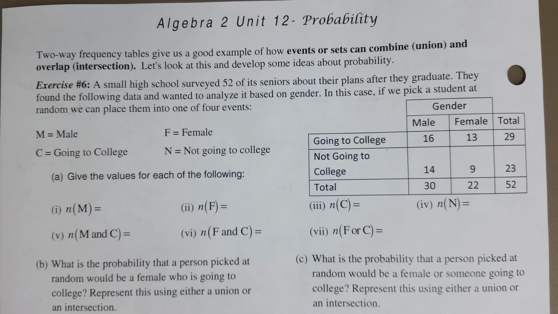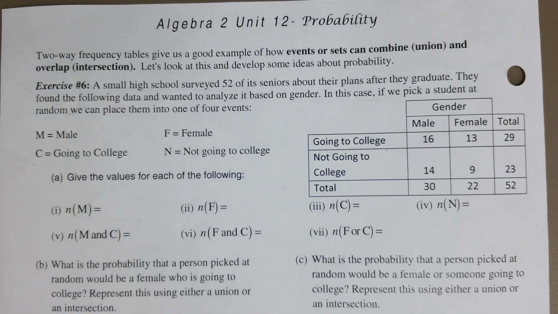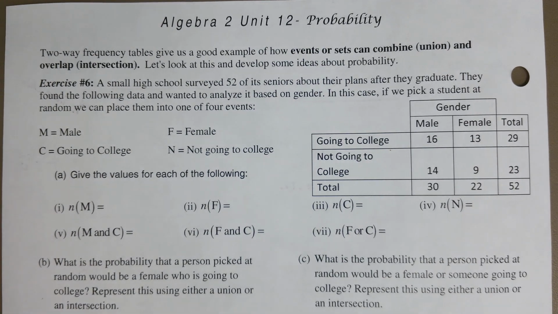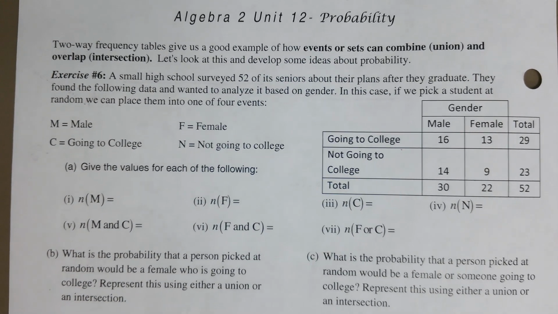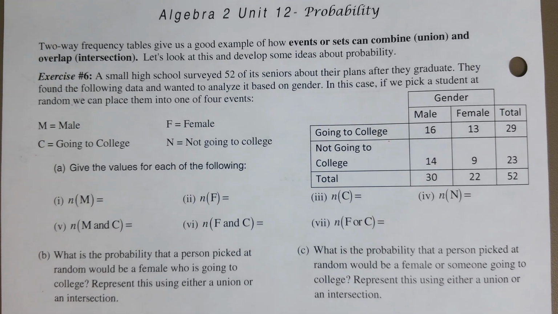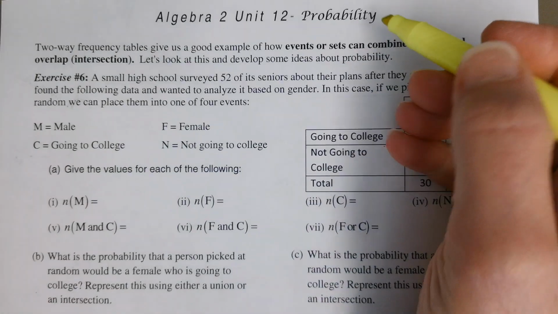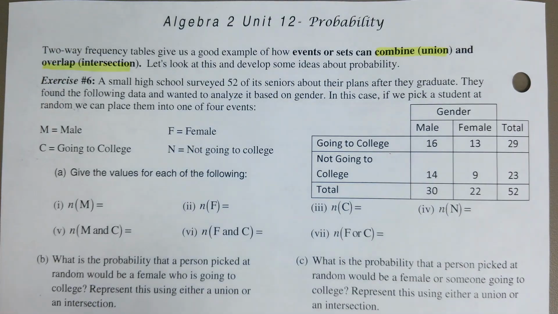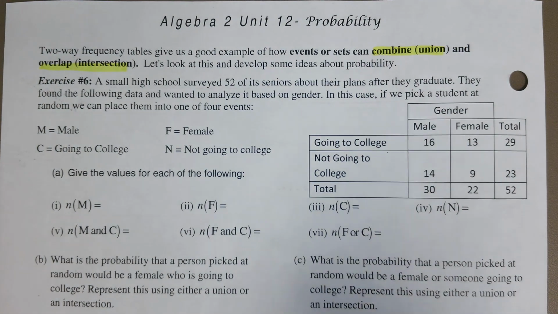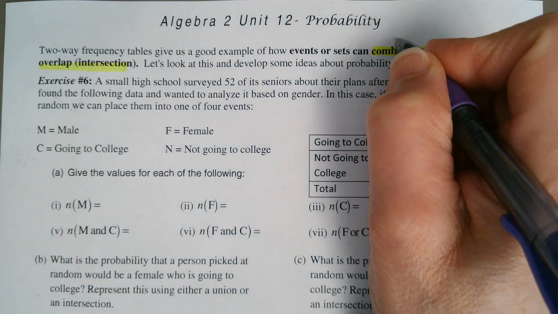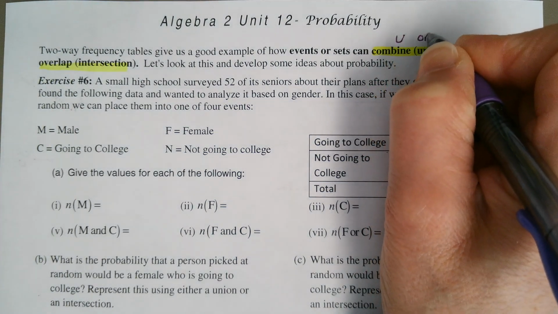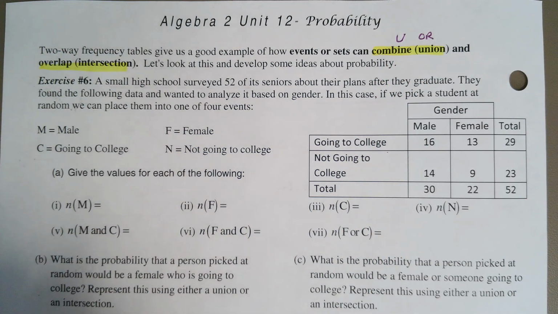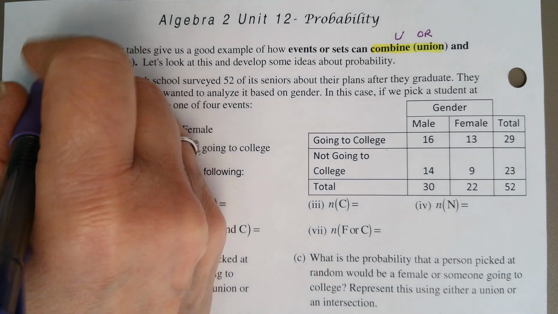Now some work with the two-way frequency tables give us a good example of how events or sets can combine, their union, and overlap, their intersection. Right? Combine is union, overlap is the intersection. Union is or, overlap or intersection is and.